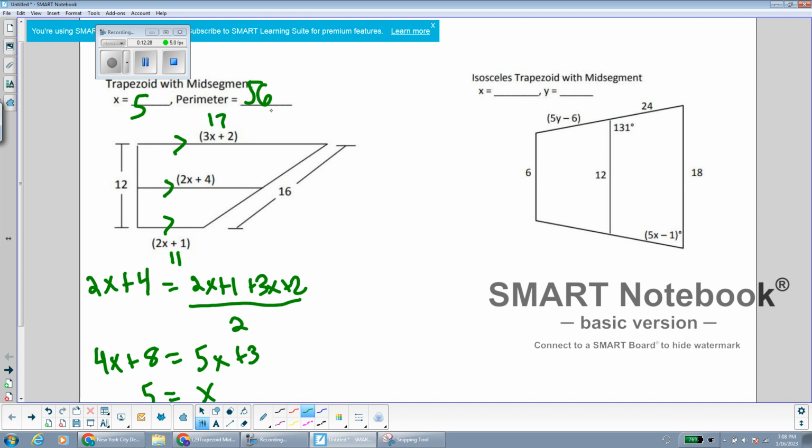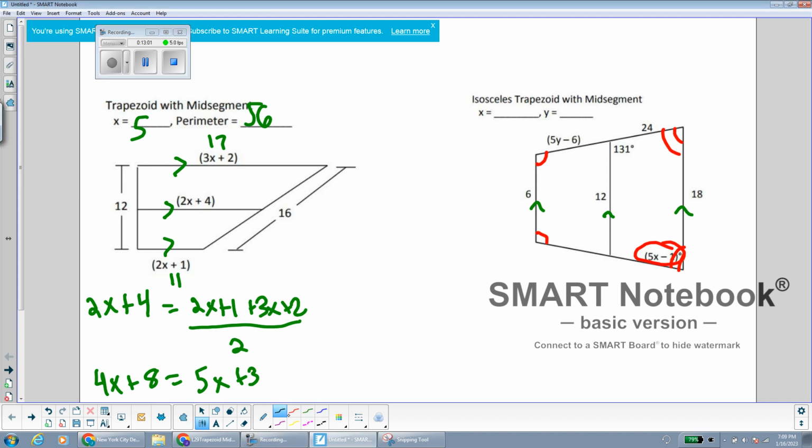for my perimeter. Okay, here we have an isosceles trapezoid with a midsegment. So first we need to find x. So x is in the angles. So remember in an isosceles trapezoid, the base angles are congruent. That might come in handy. Remember also, the midsegment is parallel to the bases of the trapezoid.